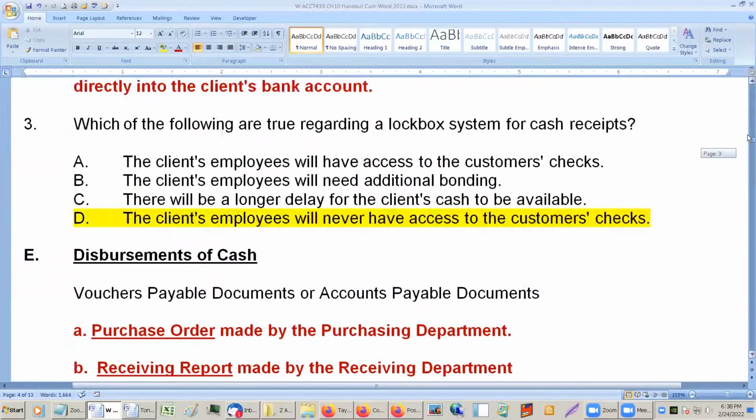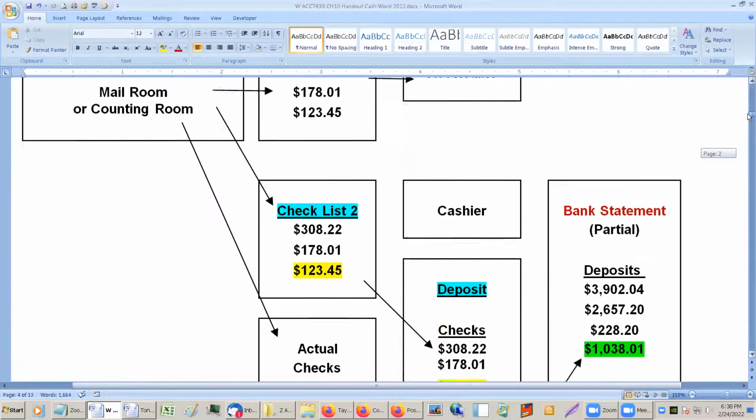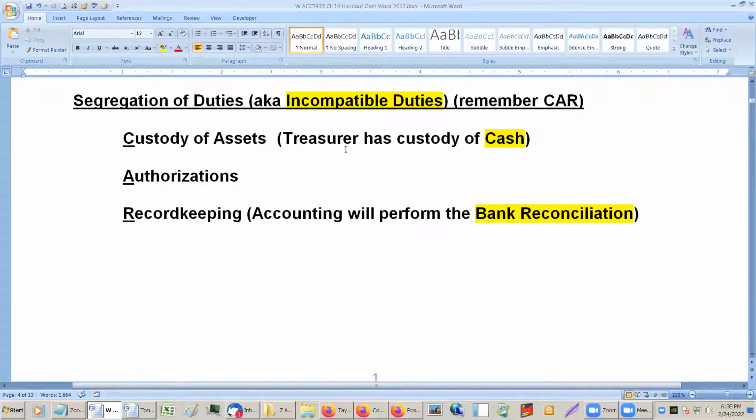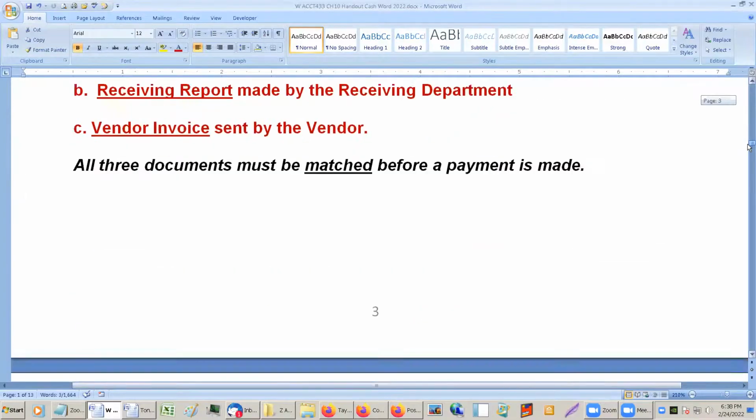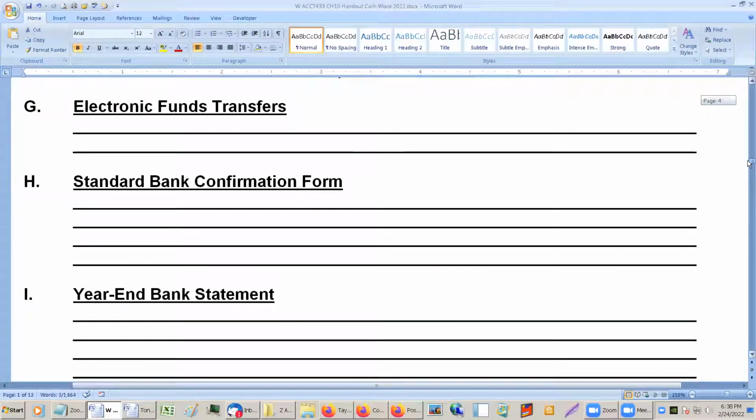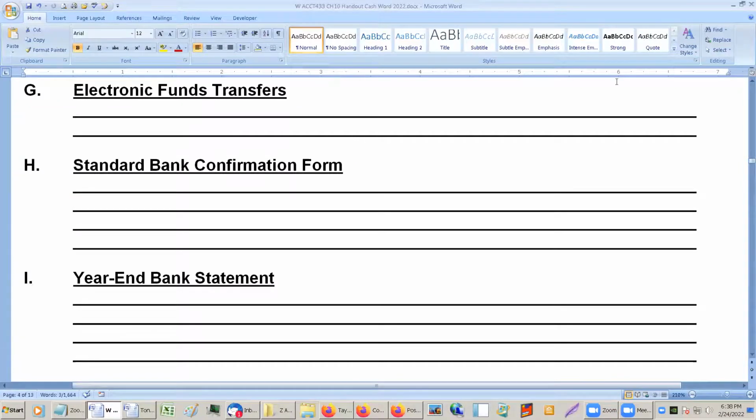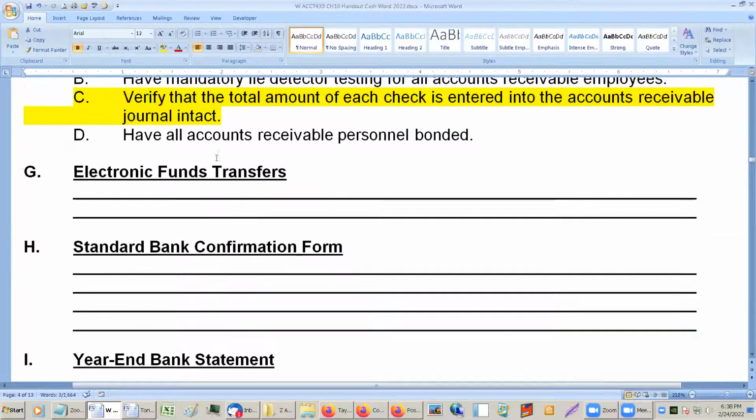Quite honestly, though, the real solution to this is segregation of duties. Custody of the assets, the check, and record keeping is the accounts receivable. The true thing is, don't give the accounts receivable clerk the checks. That's the best solution to it. Then it can't happen. Okay. All right.